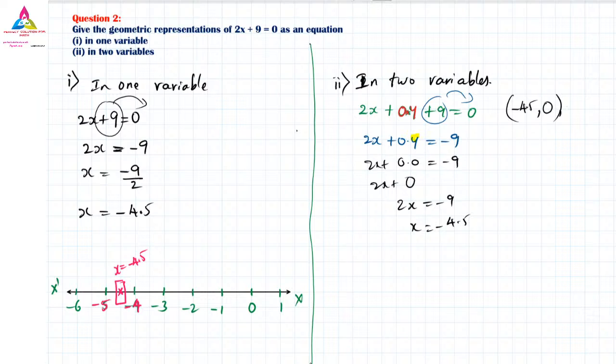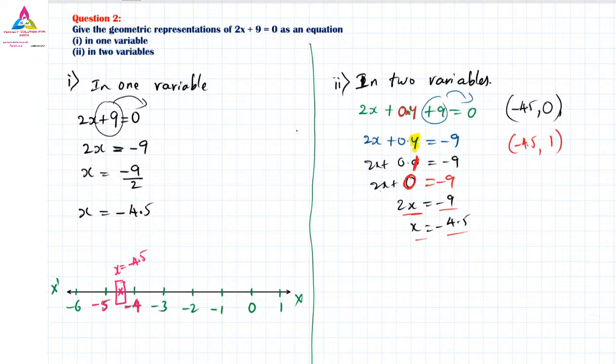Now substitute that y value as anything. Instead of 0 you substitute 1. 1 into 0 is 0 itself. Again 0 plus 2x is 2x, that will be minus 9. The x value will be minus 4.5. If you substitute the y value as 1, the value of x remains negative 4.5.